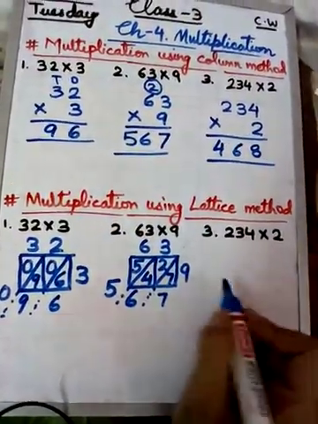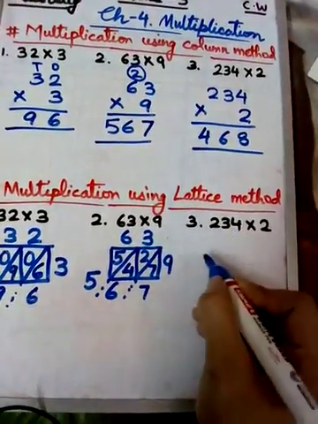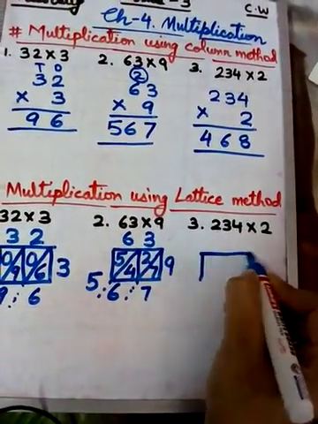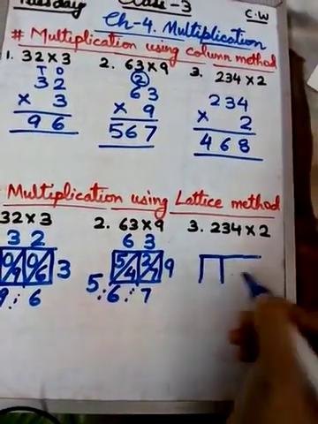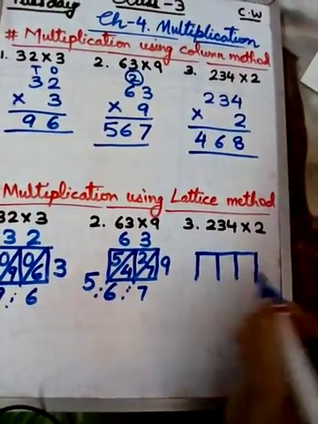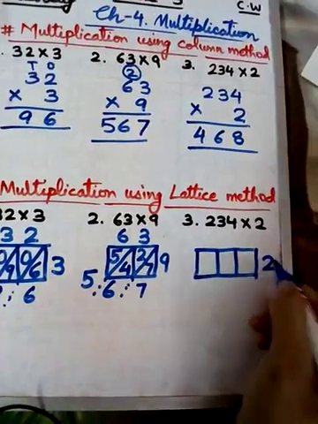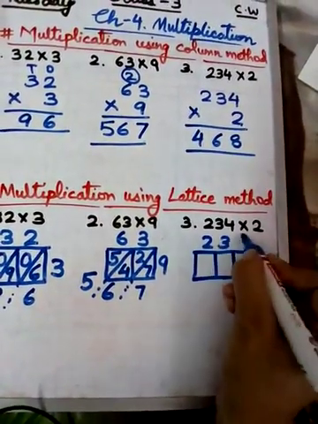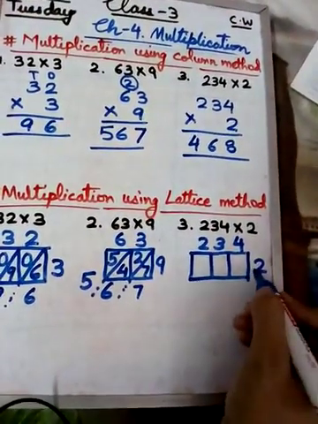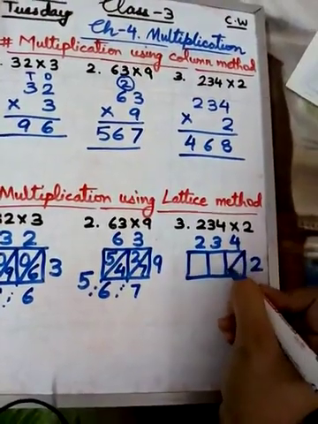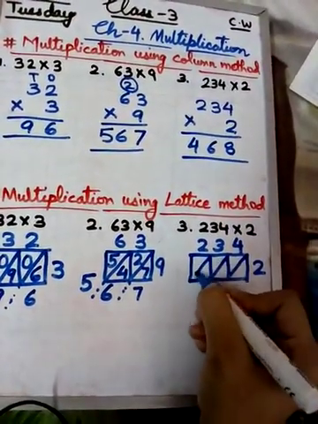Now moving to the next question where we have 3 digits. So we will make a grid where we have 3 columns, and here only 1. So write 2 here, 234 up. The multiplicand, multiplier. Let's start. Before that, we need to divide it with a diagonal line.